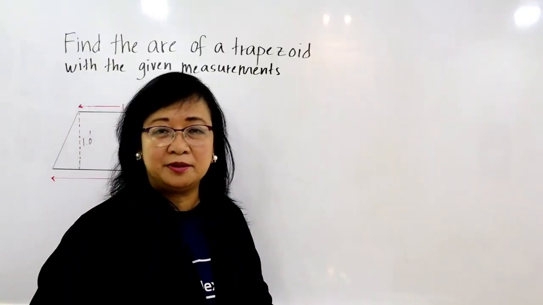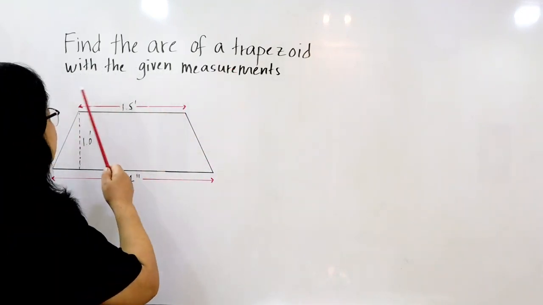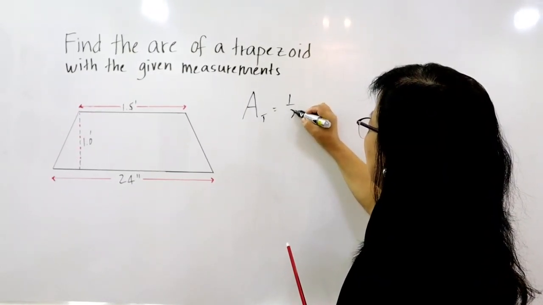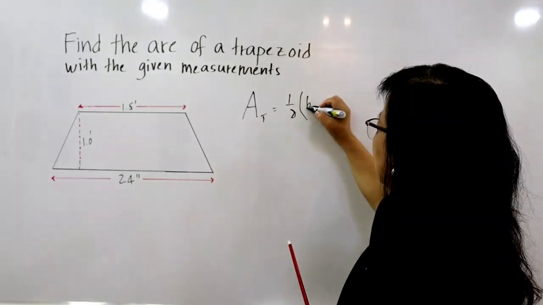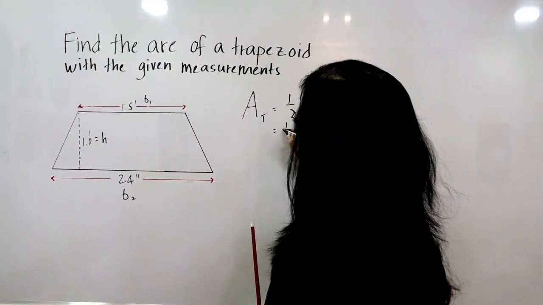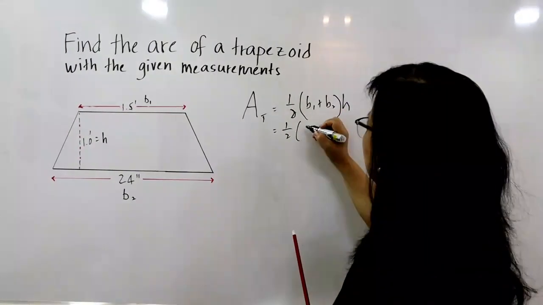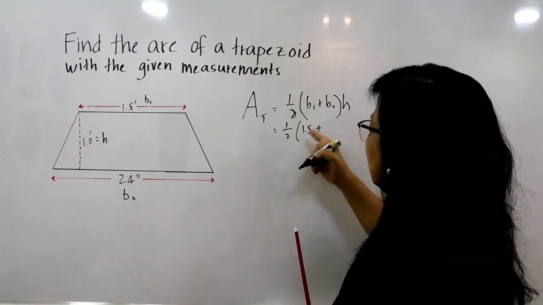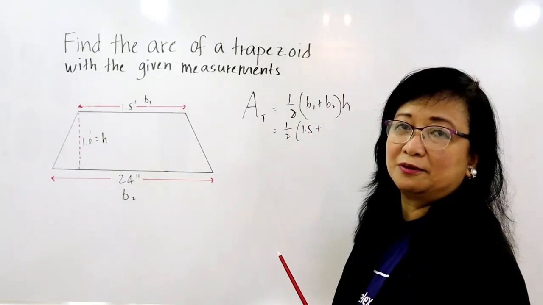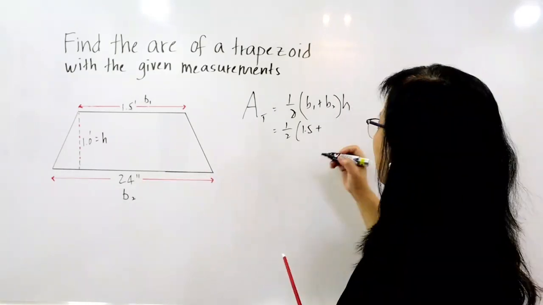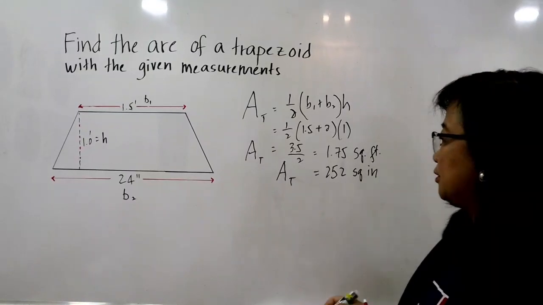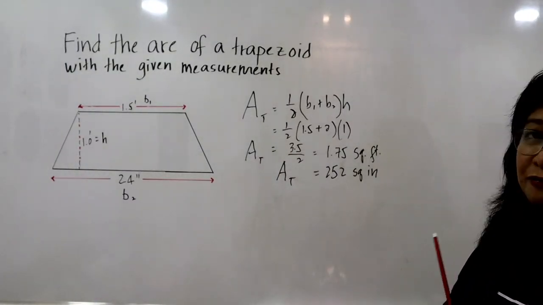We will solve the problem I gave last time about the area of a trapezoid. Find the area of a trapezoid with the given measurements. Area of the trapezoid is equal to 1/2 times base 1 plus base 2 times the height. Just substitute the values. 1/2 times 1.5 plus base 2, we can change it to feet, because 1 foot is equal to 12 inches. So this is equal to 2 feet times the height, which is 1 foot. Is the area of this trapezoid in square inches or square feet?